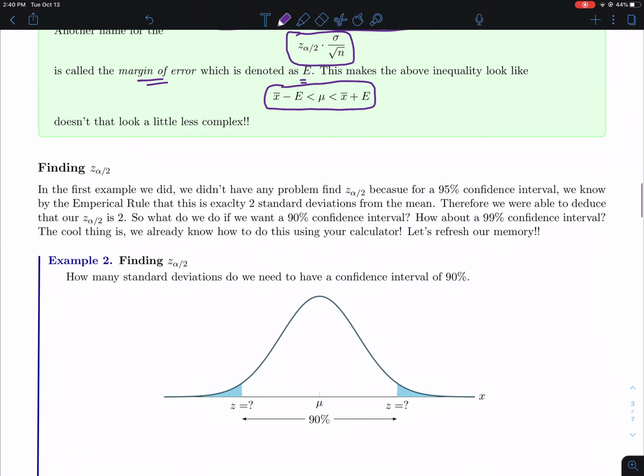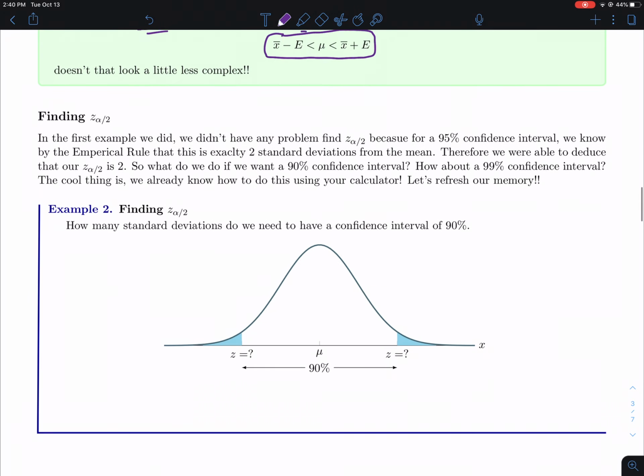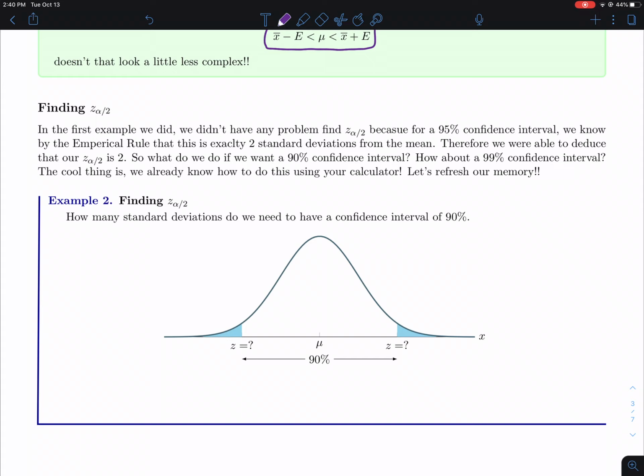All right, so let's figure out how we actually find the z alpha over 2. The good thing is you may not know it already, but you already know how to do this. It's just me explaining to you how to do it. So in this case, instead of doing a 95% confidence interval, which we just did, what if we wanted to do a 90% confidence interval instead? What would those z-scores actually look like?